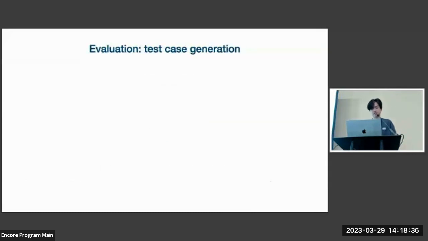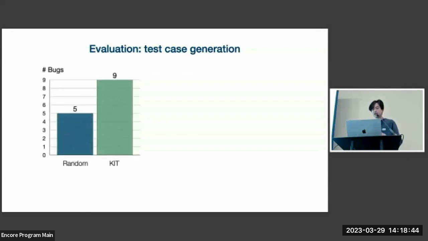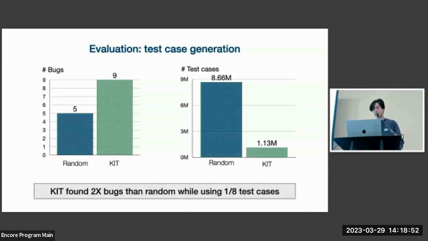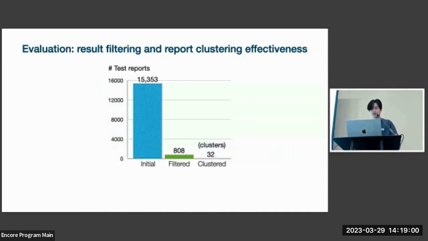To see how effective our test case generation is, we compare with random test case generation, which will randomly pair test programs to build test cases. The left figure shows that the random approach can find 5 bugs. The right figure shows that Kit test case generation is much more efficient than random generation. This shows that Kit can not only find more bugs than random, but also use much fewer test cases and executions.